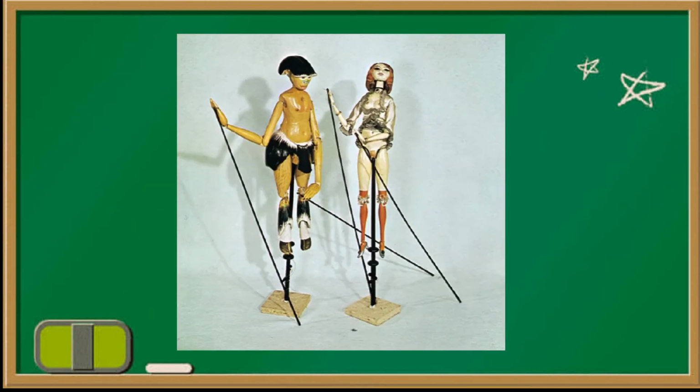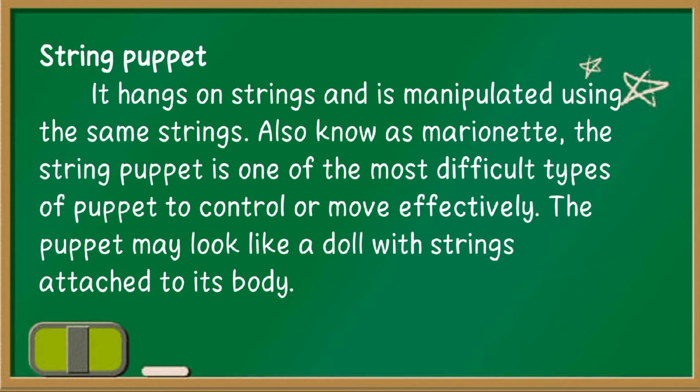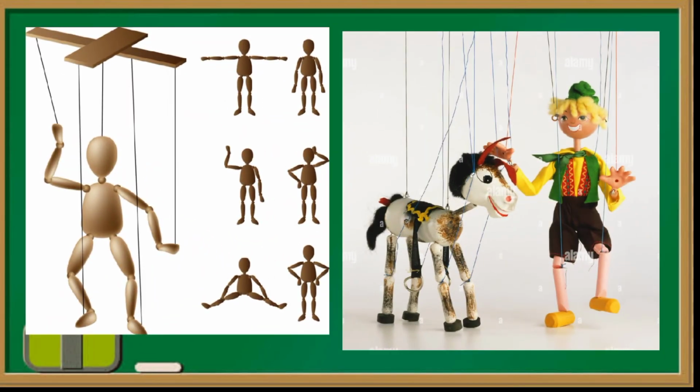Next we have string puppet. It hangs on strings and is manipulated using the same strings, also known as marionette. The string puppet is one of the most difficult types of puppet to control or move effectively. The puppet may look like a doll with strings attached to its body. And here is the example of string puppet.